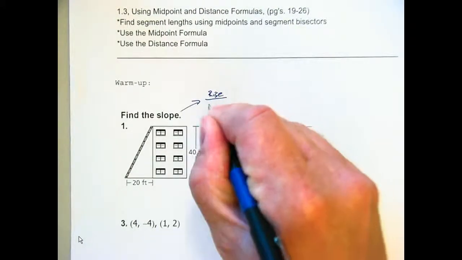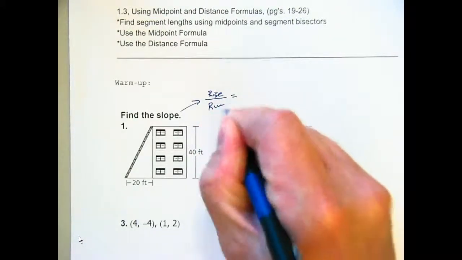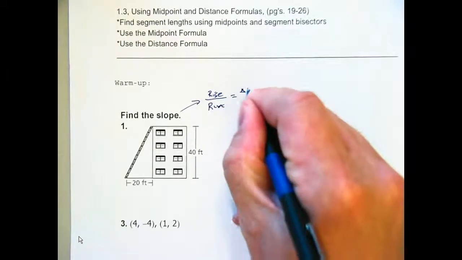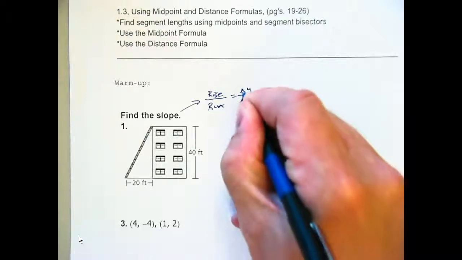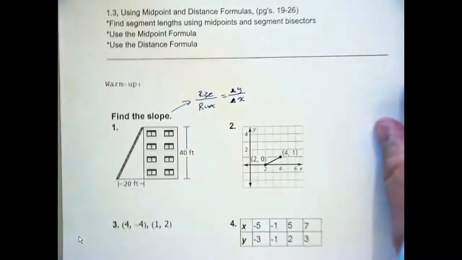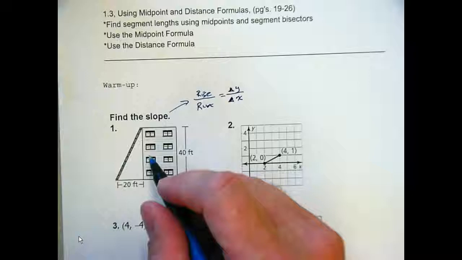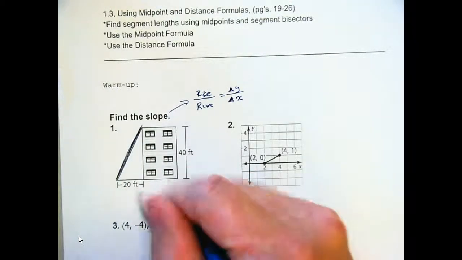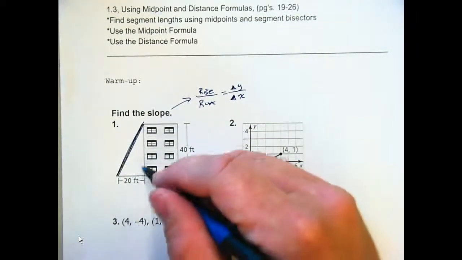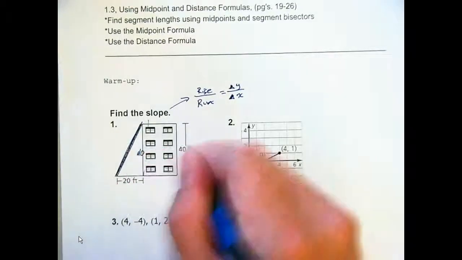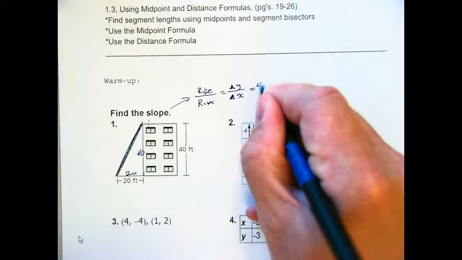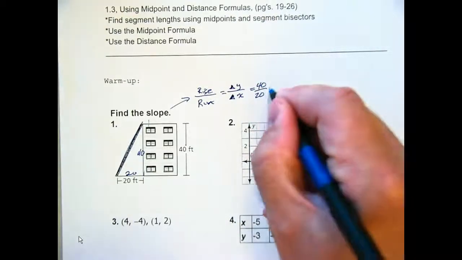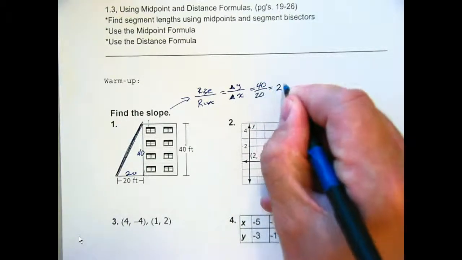Rise over run. Okay, another way to think of it is change in y over change in x, which is that delta symbol there. It's like a little triangle. Delta y, delta x. So in this one, pretty easy. If we're looking at the slope of the ladder, we're rising how far? 40. This is 40, and we're running 20. So rise is 40, run is 20, and 40 over 20 is 2. Slope of 2.